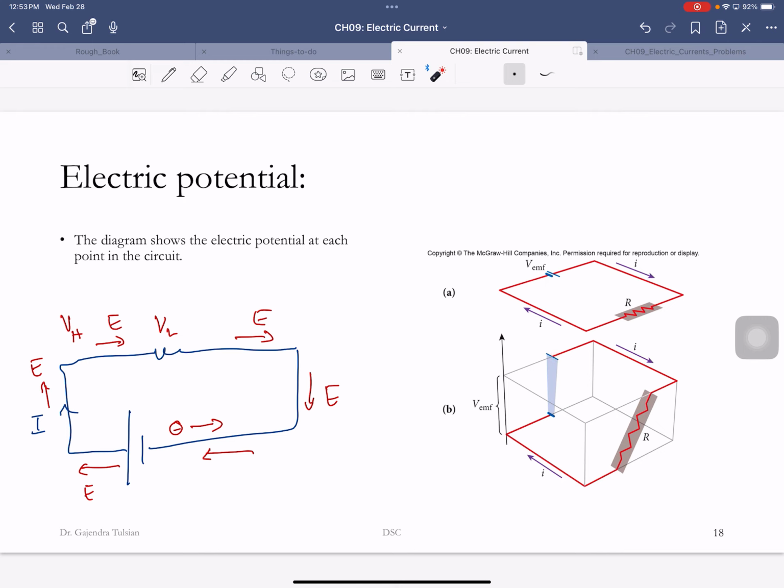Okay. How long can you keep doing this? Till you have spent all your chemical energy, like spending your bank balance. Okay.